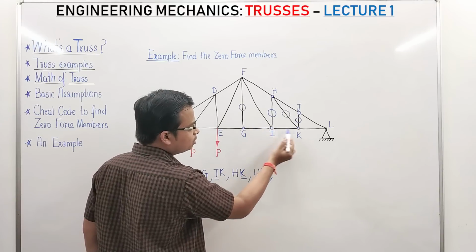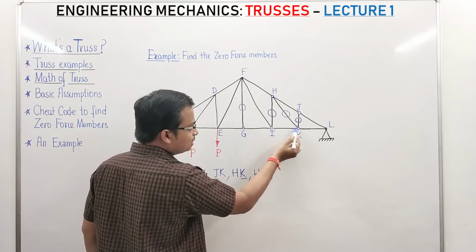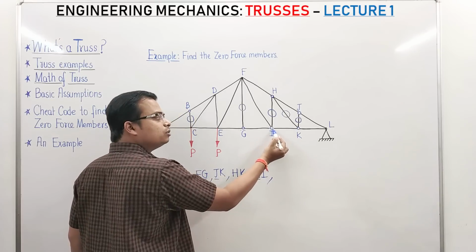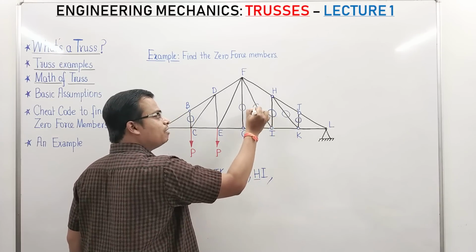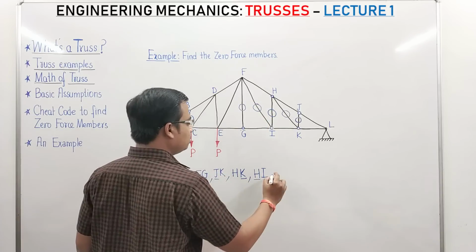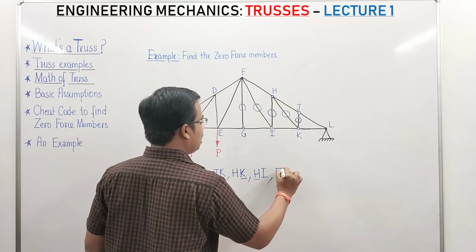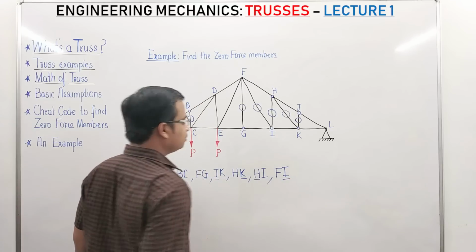So we've got three members on a joint. Two members are collinear and there is no external force. That means this third member will automatically have zero axial force. So we've got the answer. Answer is FI. We have focused on I.